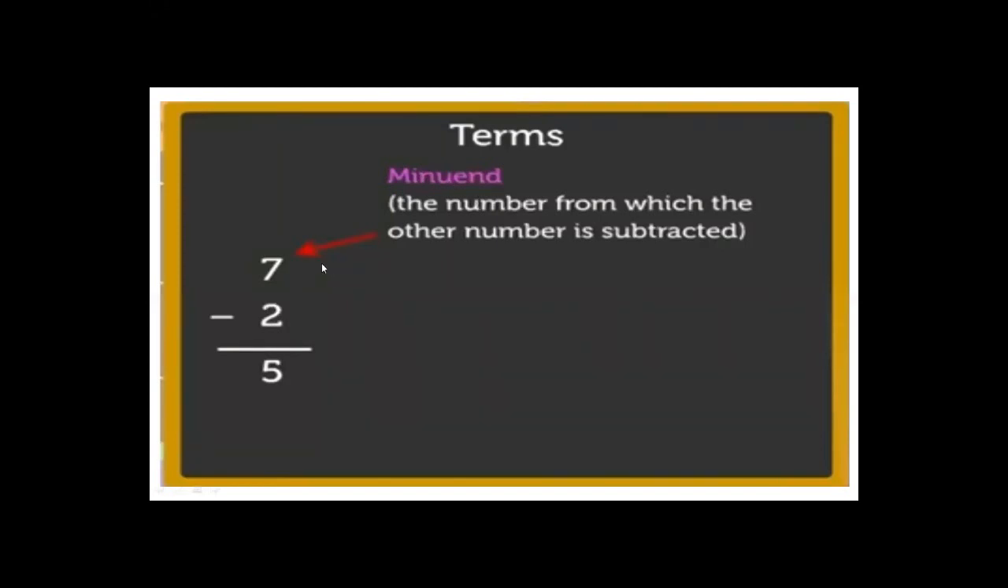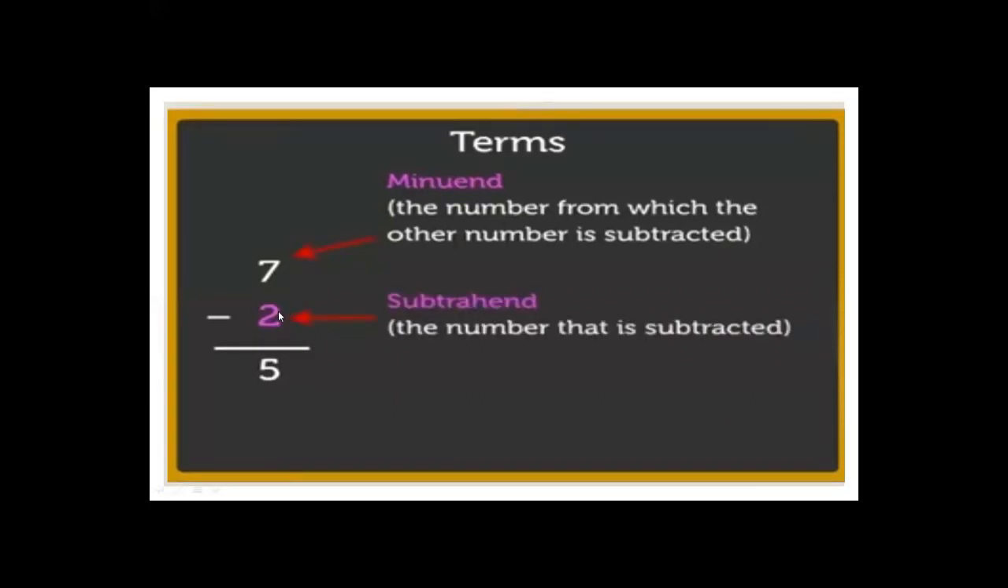Okay, what is the name of the next number, 2? The number that is subtracted, because 2 is subtracted here from 7. So the number that is subtracted is called the subtrahend. What do we call it? Subtrahend.